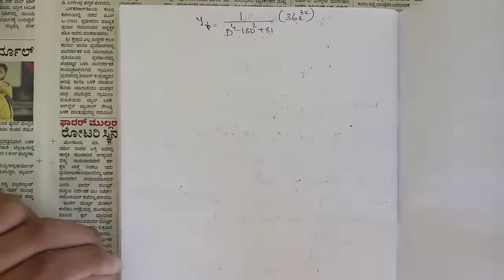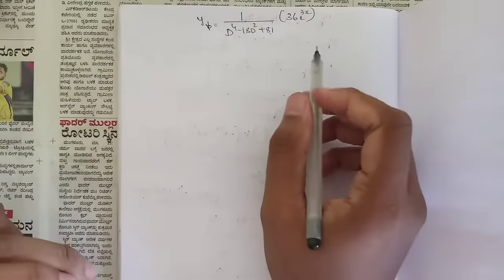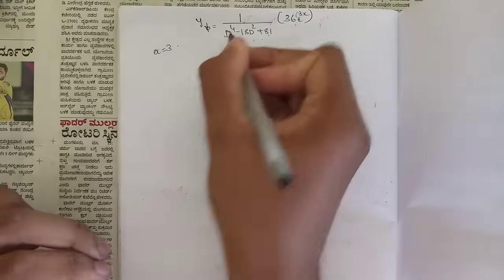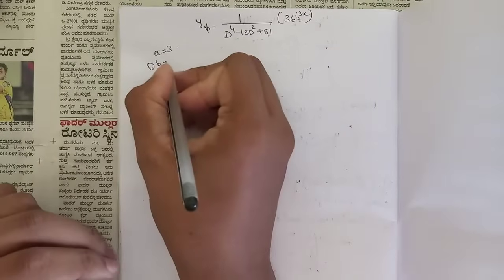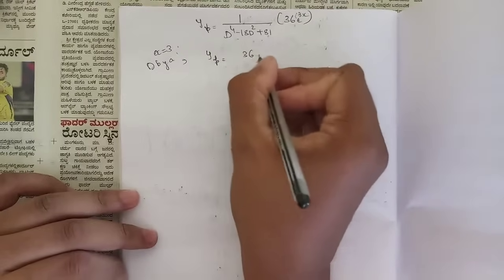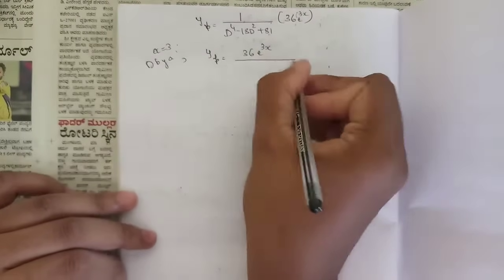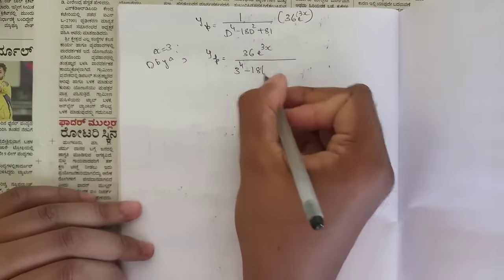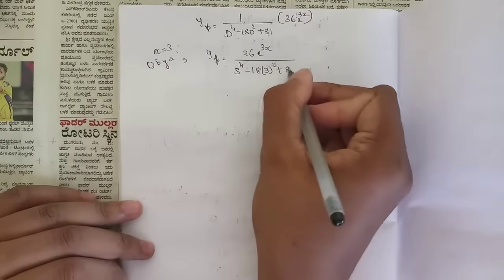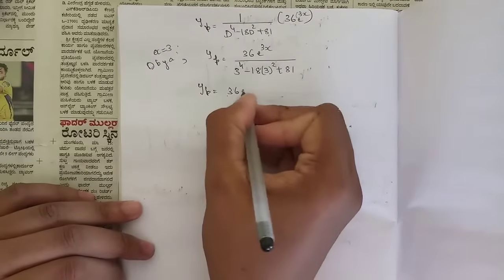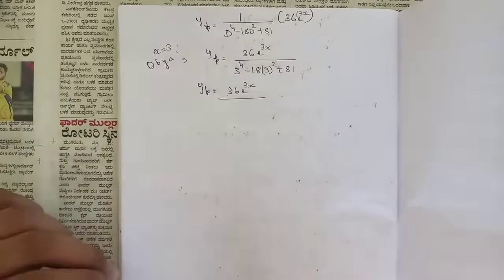So this is the formula for particular integral. Here the value of a is 3, so replace d by a. So y of p would be 36 e power 3x divided by 3 power 4 minus 18 into 3 square plus 81.